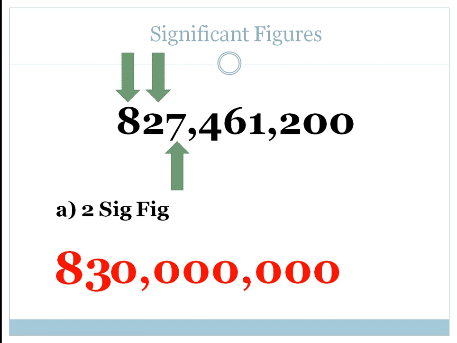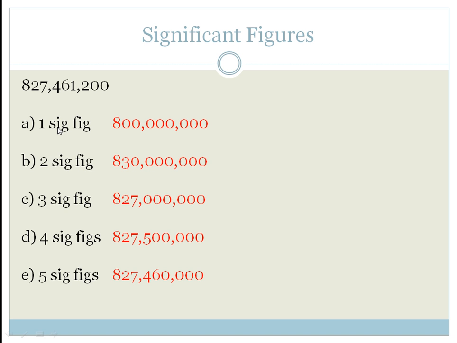Alright, I want you to try the other examples on your own. So hit pause and try these examples. Alright, so hopefully you tried the other examples on your own, and these are the answers you should have gotten. Now let's try some rounding on the other side of the decimal.